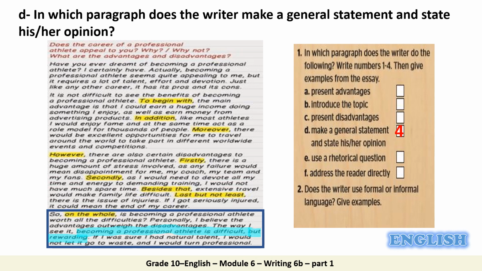And here we have, becoming a professional athlete is difficult but rewarding. So here that's the general statement. Also, he mentioned his opinion. Personally, I believe the advantages outweigh the disadvantages. So we have personally, which means a personal opinion.